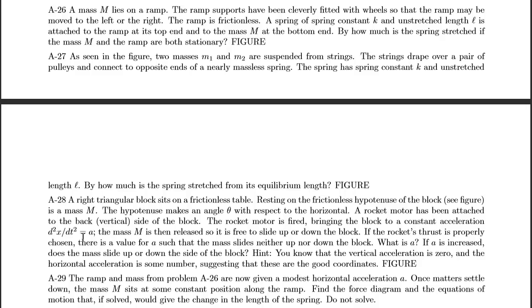The mass m is then released so it is free to slide up or down the block. If the rocket's thrust is properly chosen, and the block is only released after the rocket has cut on, there is a value of a such that the mass just sits there. It doesn't slide up the block or down the block. You are being asked to calculate what value of a is needed. Notice that in this problem, I've specified the coordinate, at least in the sense I've said it's the horizontal acceleration that's a. Here is our solution to problem A-28.